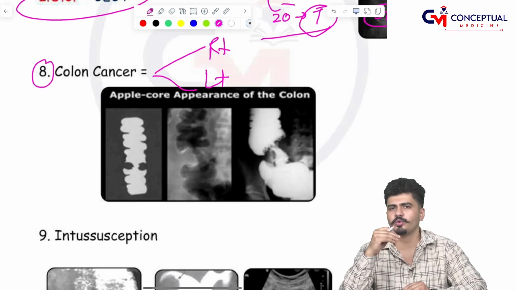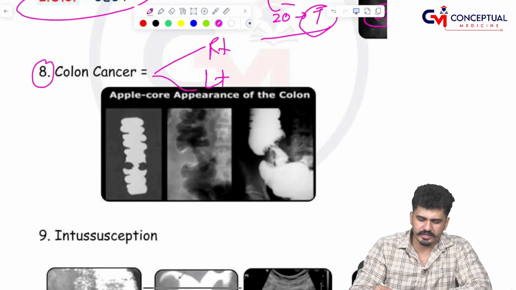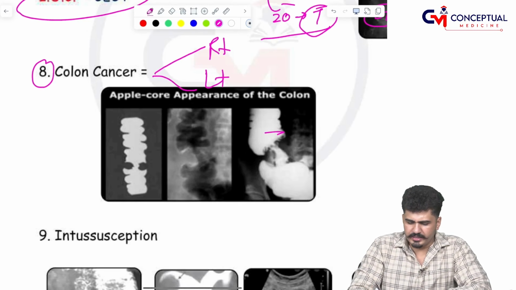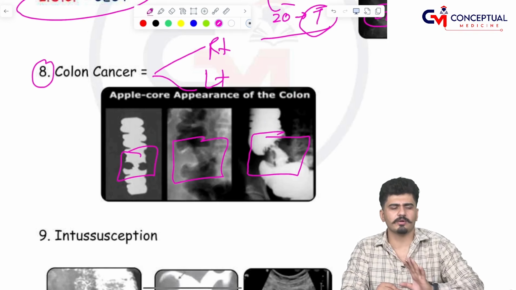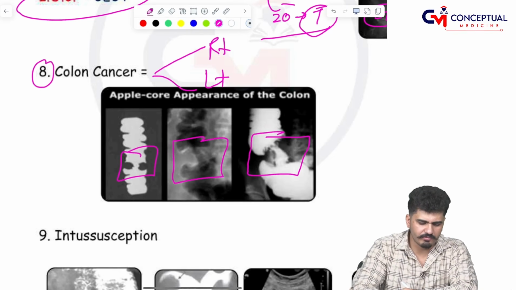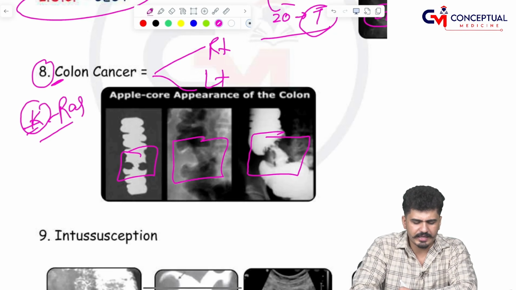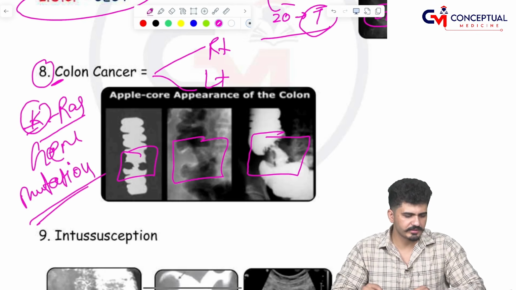In treatment, we do right hemicolectomy and left hemicolectomy. But here you need to focus on the defect. On the barium enema, again you are going to see the apple core defect. Apple core is the typical radiological sign you are going to see in colon cancer. Also, the gene involved is C for colon, sounding like a K. There is going to be the KRAS gene mutation.